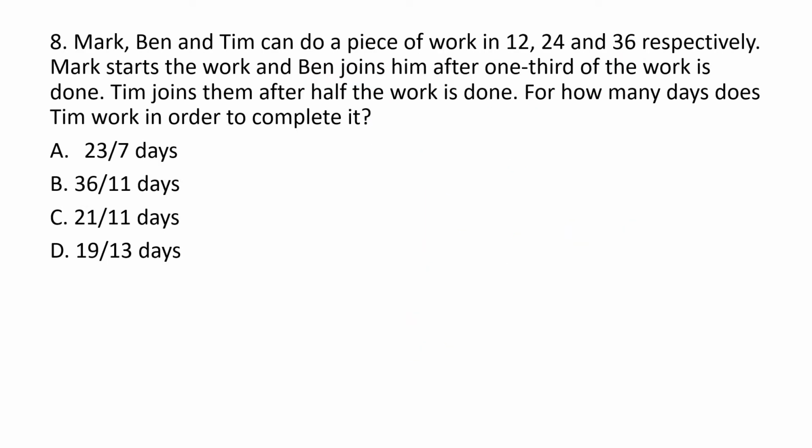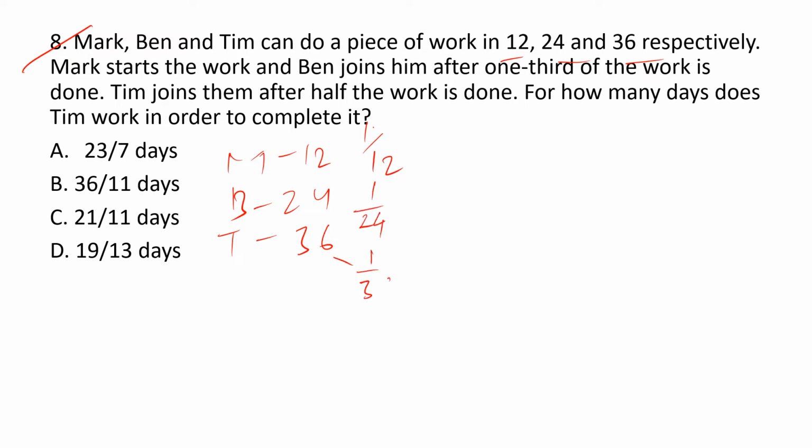So moving on, the eighth question is about work and time. Definitely this is going to be a little complicated. Guys, please do concentrate if you want to understand. See, Mark, Ben and Tim, three different persons, can complete the work at their own efficiencies, in 12 days, 24 and 36 days. So Mark's 1 day's work is 1 by 12th part, Ben's 1 day's work is 1 by 24th part, and Tim's 1 day's work is 1 by 36th part.